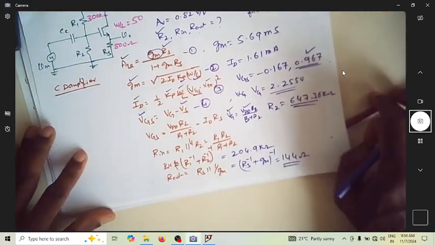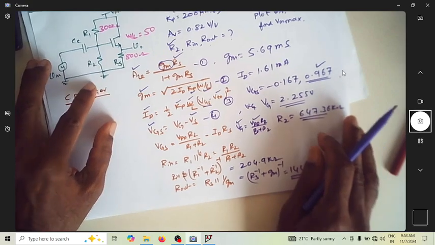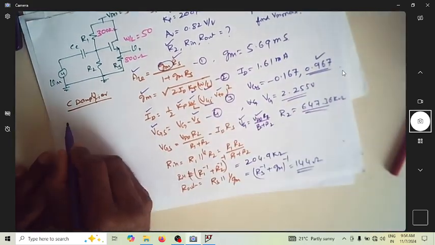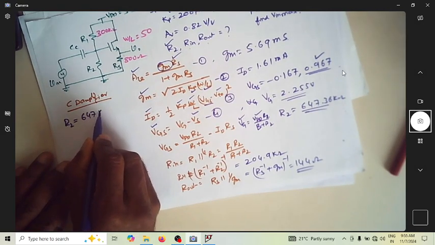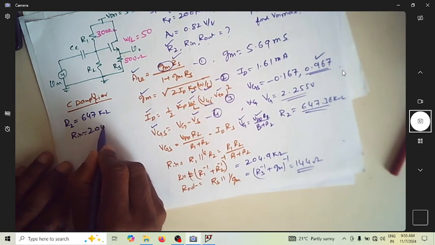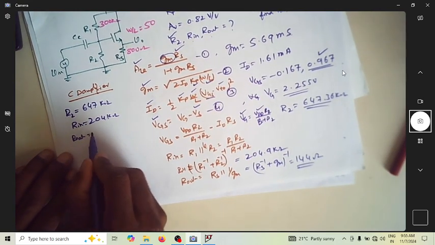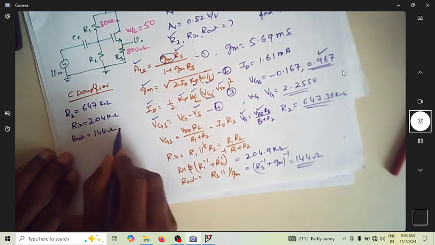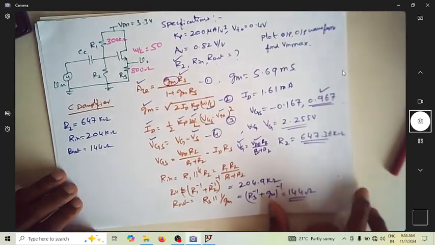So in this problem, we found the values: R2 is equal to 647 kilo ohm and R in is 204 kilo ohm. I'm just writing the approximate values. And R out is 144 ohm. And then next we are asked to find the input and output waveforms and what is the maximum input voltage that we can apply.